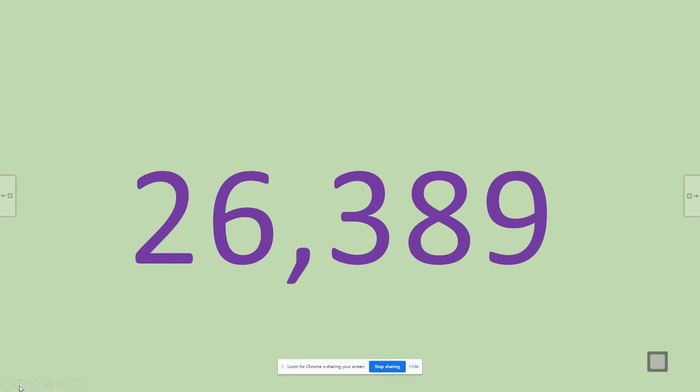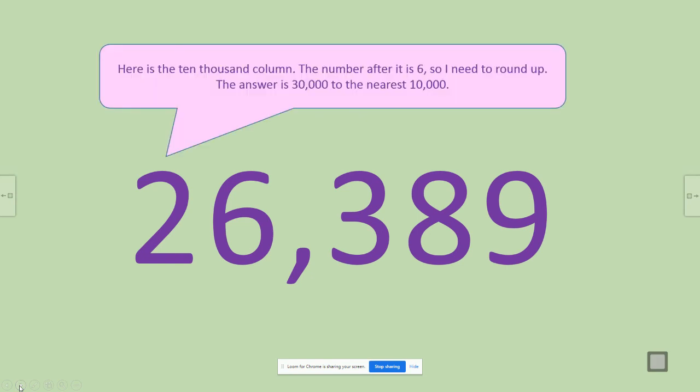Okay, so if we want to go to the nearest 10,000, we've got to come all the way along to our first digit. The 5th digit along is 10,000s. And we do exactly what we did before. We look at the digit after it, which is a 6. So therefore the 2 needs to round up. So we should find an answer of 30,000 to the nearest 10,000.